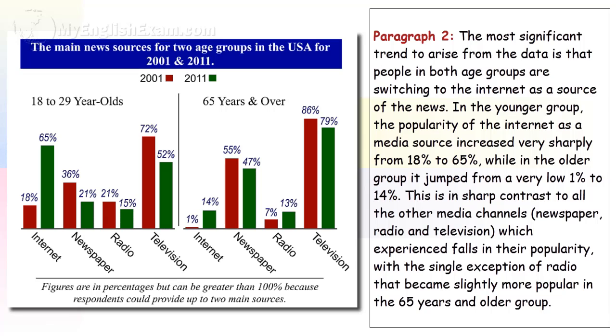The most significant trend to arise from the data is that people in both age groups are switching to the internet as a source of the news. In the younger group, the popularity of the internet as a media source increased very sharply, from 18% to 65%, while in the older group it jumped from a very low 1% to 14%.